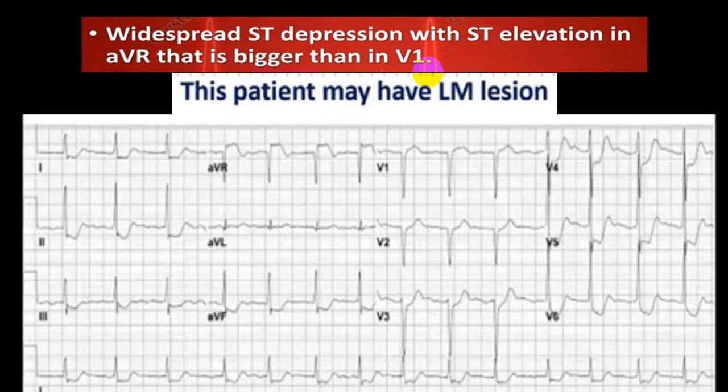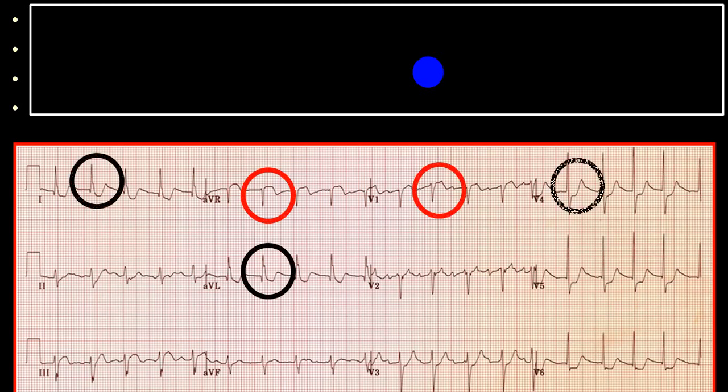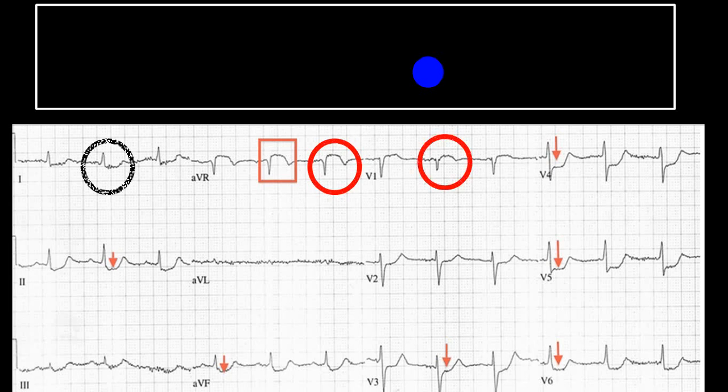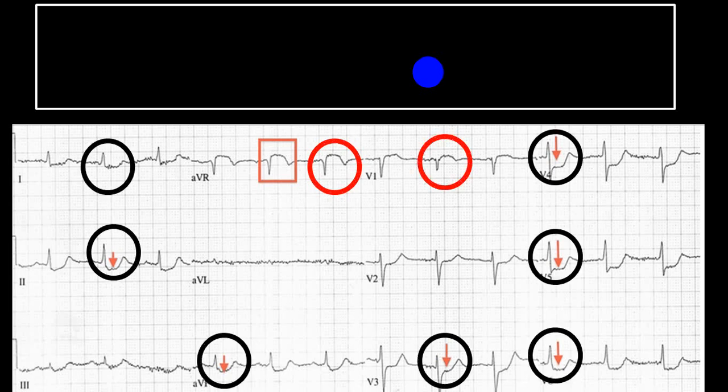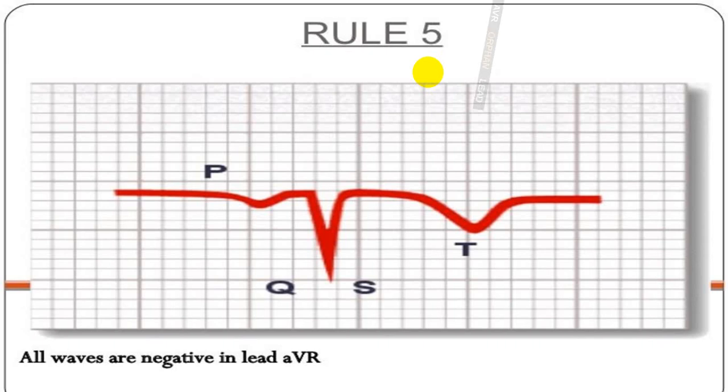So I am skipping a few of these slides. Again, look here, try to identify such things. Black circles are ST depressions and red are what we call ST elevation. aVR is taller than V1, suspect LMCA occlusion, or also in case of LAD or triple vessel disease. Similar thing: multiple leads, again aVR ST segment taller than V1, ST depression in multiple leads, go through.